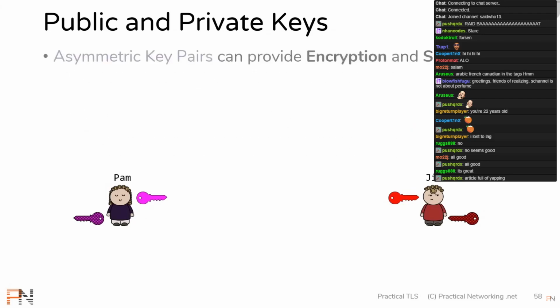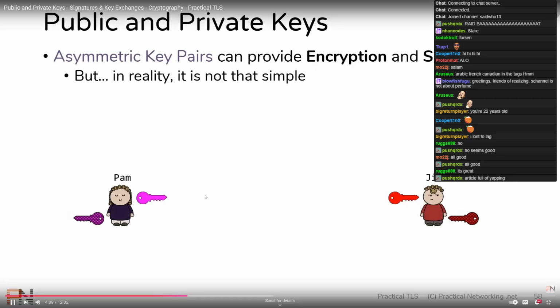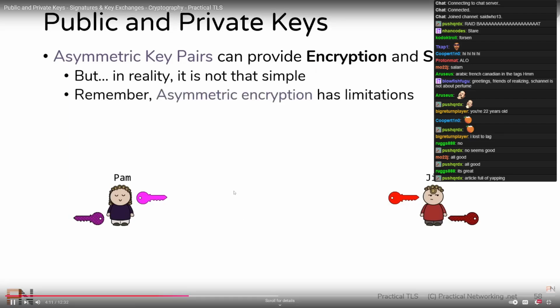So, we just talked through how you can use an asymmetric key pair to provide both encryption to get confidentiality and signatures to get integrity and authentication. But in reality, it's not quite that simple. Remember, in the last lesson, we talked through a bunch of limitations that asymmetric encryption has. Namely, that it's inefficient to use asymmetric encryption for bulk data transfers.